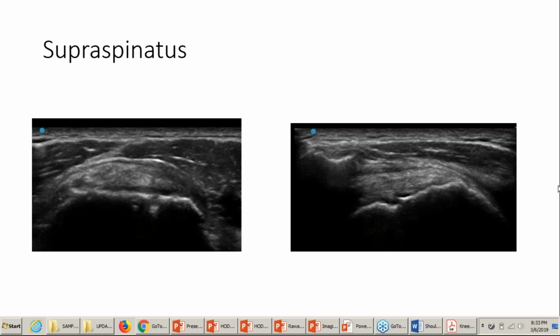Yeah, that's right. Cortical irregularity, you can say cortical defect. Right, so you will also see that there is an associated cortical defect, and so that suggests partial tear of supraspinatus. Okay.